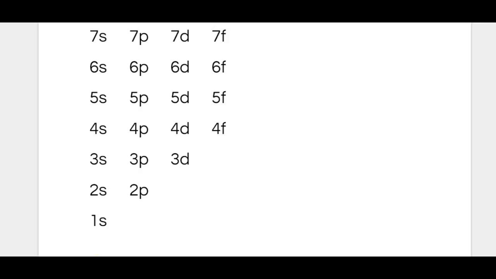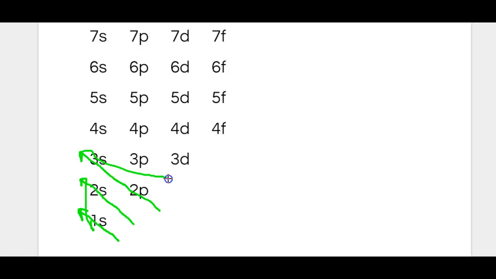You'll see lots of diagrams of this online. What you do is you start down here where the 1s is, and you draw a line through it. So I'm going to go 1s, and then I come back down here and go through 2s. So we know that we fill the 1s first, then the 2s. Then I'm going to go back here, back down around 2p, 3s.